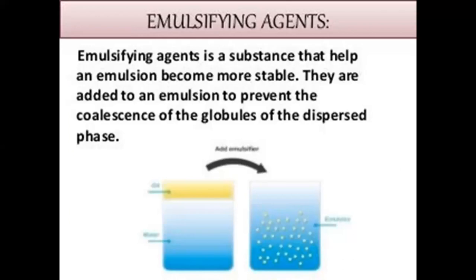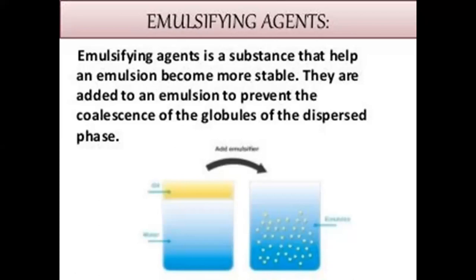Also, the properties of emulsifying agents: these agents help to make the emulsion more stable, and when they are added in the emulsion, they prevent the coalescence of the globules of the dispersed phase. Coalescence means globules come together and form one mass. The formation of coalescence in the emulsion is prevented by the emulsifying agent. So these are the ideal properties of emulsifying agent.